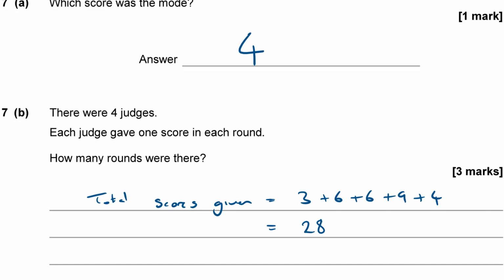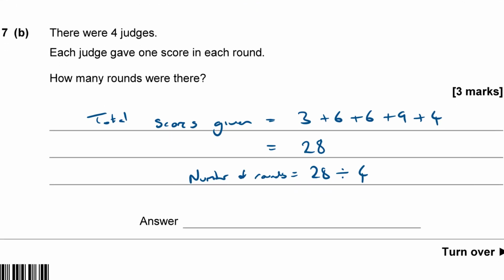So we were told there were 4 judges, so each judge is going to have awarded a quarter of that, aren't they? So the number of rounds is going to be those 28 scores divided by the 4 judges, and 28 divided by 4 is 7. So 7 rounds.